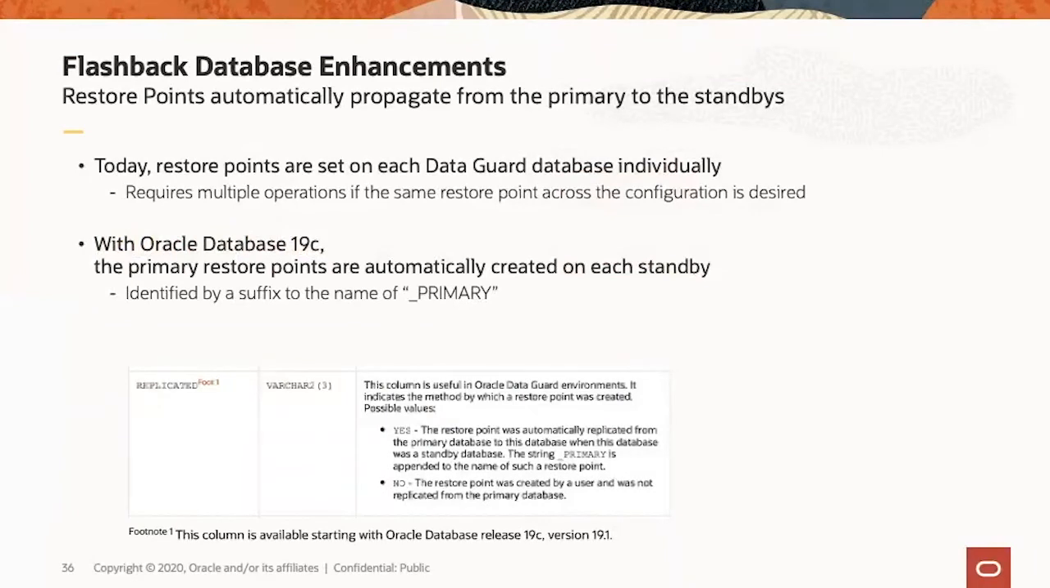To resolve that issue, we have introduced a new feature, and that is basically that we are going to propagate all the restore points automatically to the standby. We have enhanced the V$RESTORE_POINT view for that, so that you can distinguish which restore points are replicated from the primary. And also we are suffixing those restore points with _PRIMARY on the standby, so that you can distinguish the restore points which you had created earlier on the standby and which are coming from the primary. Let's see how that works.